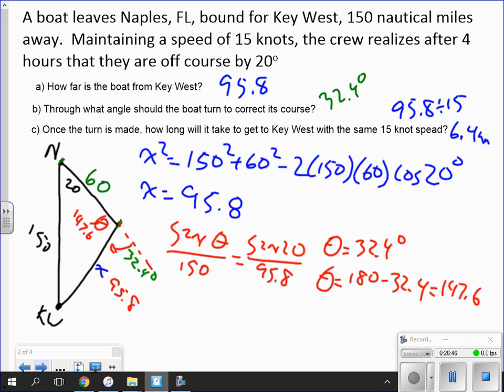Imagine having to do this by hand without a calculator as you're off sailing the seven seas, so to speak. All you're working with is a compass and a sextant. It's amazing sometimes that they actually found their way to the places they were looking for.